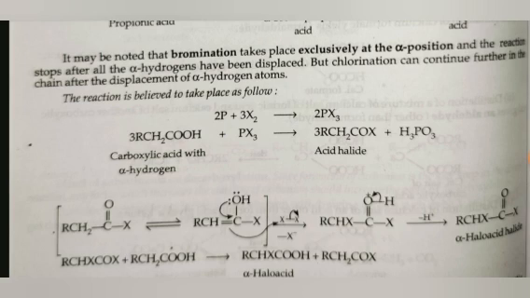The reaction is believed to take place as follows: 2 P plus 3 moles of X2 give 2 moles of PX3, and carboxylic acid with alpha hydrogen plus PX3 gives acid halide plus H3PO3.